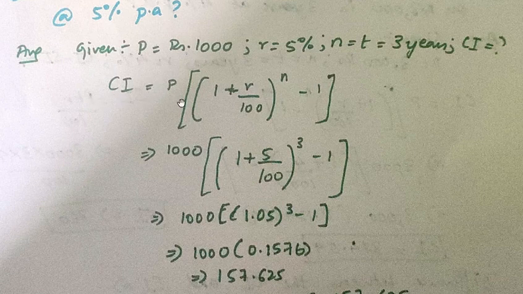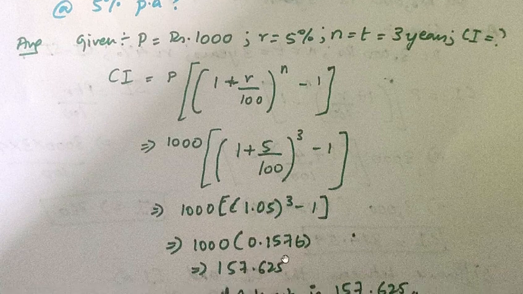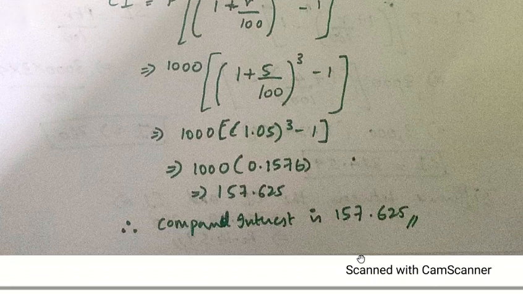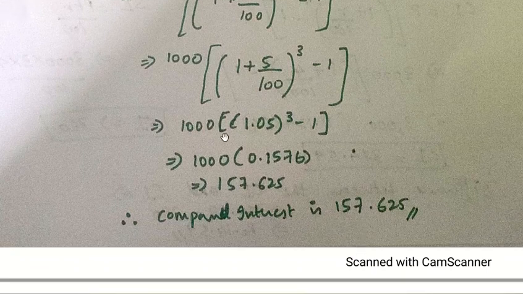So your compound interest is equal to principal into 1 plus r by 100 to the power of n minus 1. So 1000 into 1 plus 5 divided by 100 to the power of cube, minus 1. So 105 divided by 100 is 1.05 cube minus 1. So 1000 into 0.1576. So the compound interest is 157.625. You multiply 1000 into it.